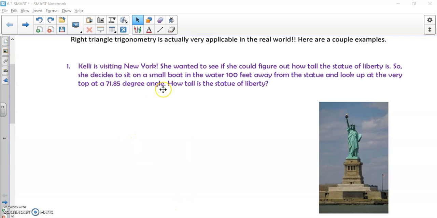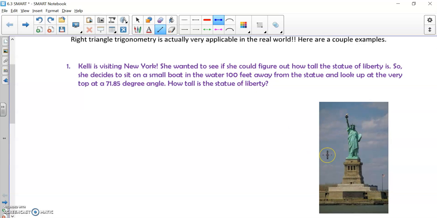My first example: Kelly's visiting New York and she wanted to see how tall the Statue of Liberty is. So she got a little boat and went about 100 feet away from the statue to look up at the very top at about a 71.85 degree angle. There are devices you can use to figure out the approximate angle at which you're looking up at something. So this is her angle, and using that information we're going to figure out how tall it is.